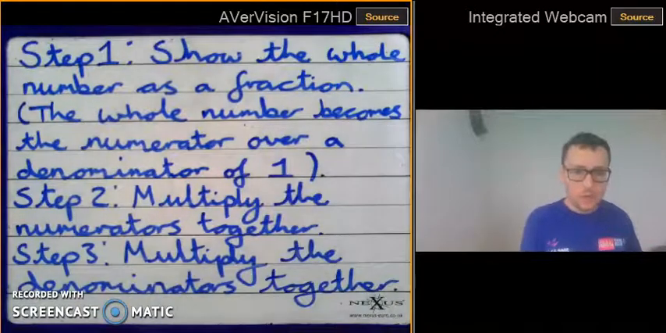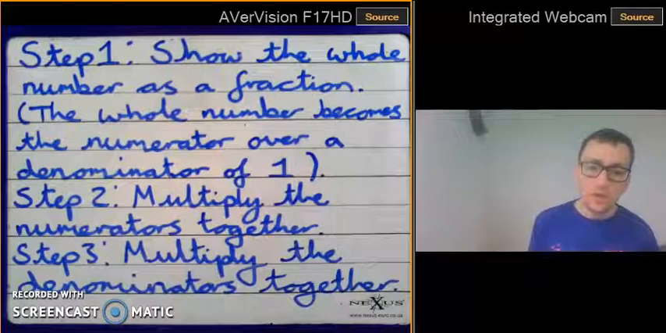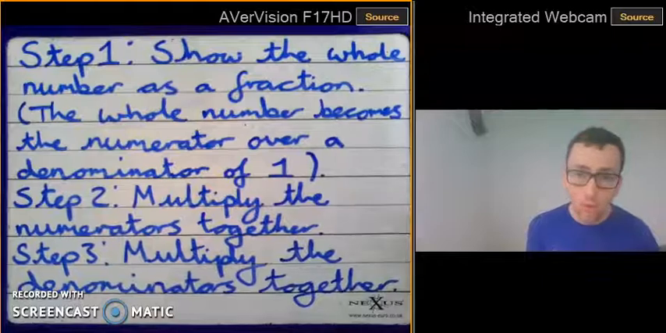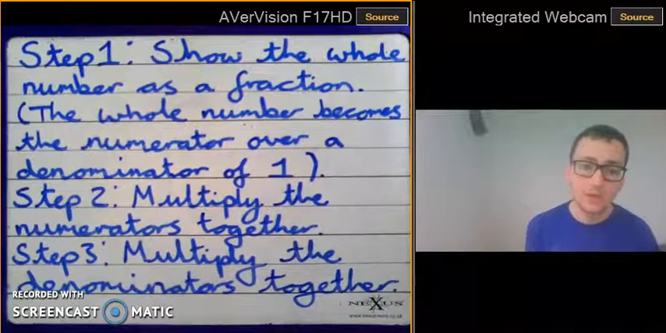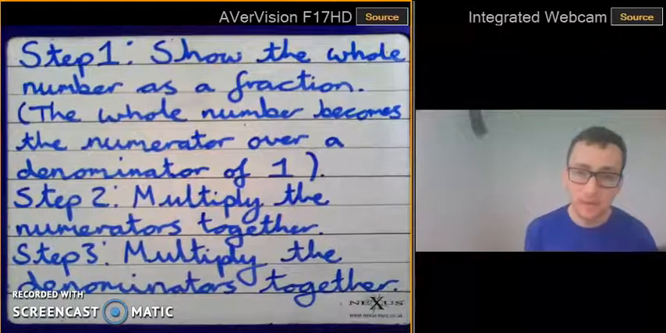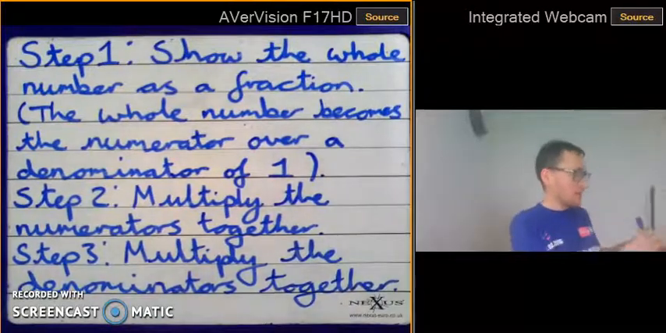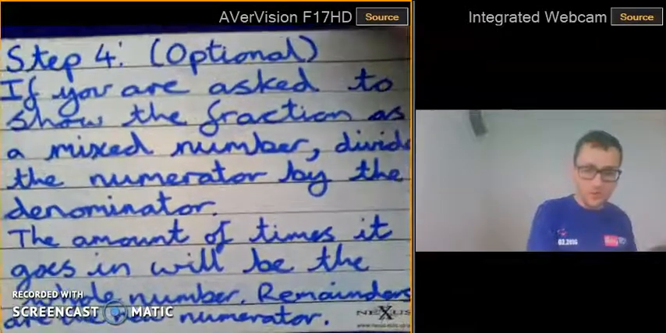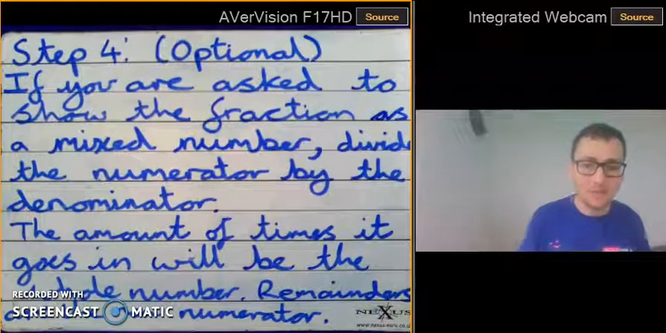Step 1. Show the whole number as a fraction. The whole number will become the numerator of that fraction. The denominator will always be 1. Step 2. Multiply the numerators together. Step 3. Multiply the denominators together. There is an optional step 4. That depends on whether you've been asked to show your answer as a mixed number or not.